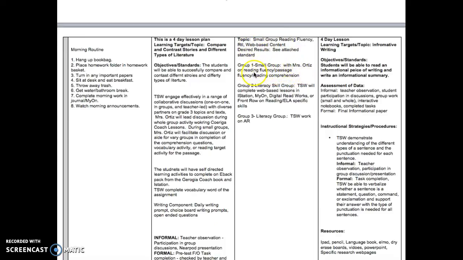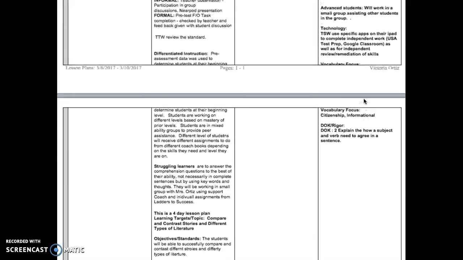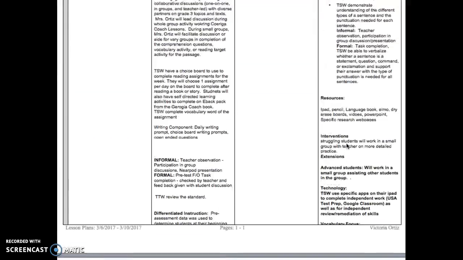One group is working with me, another group is working on literacy skills, another group is working on the iPads in small groups, and another is working on reading and taking AR tests. Our language arts also has the same kind of standards, vocabulary, and DOK: explain how a subject and verb need to agree in a sentence. So that would be our rigor level for that day.